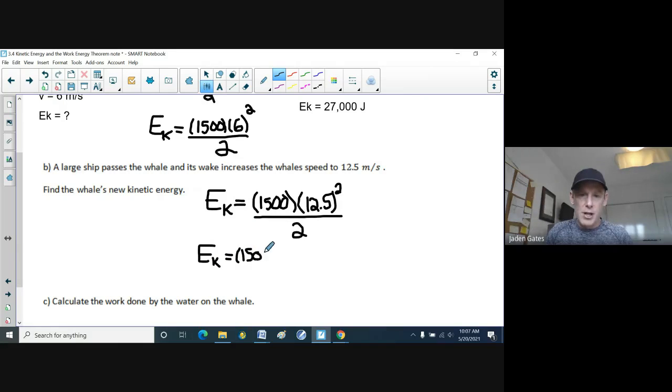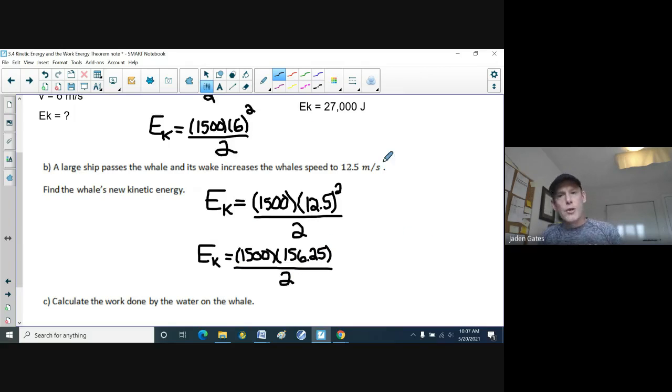But I'm going to put my 1500 in here. Let's see. I got my 12.5 squared. And yeah, I do get a decimal. I get 156.25. All right. And I'm going to divide by 2.